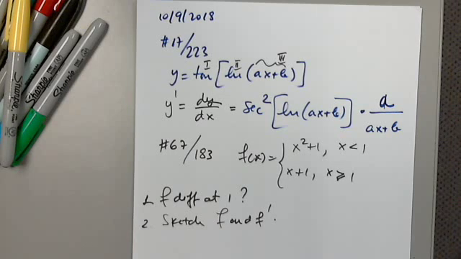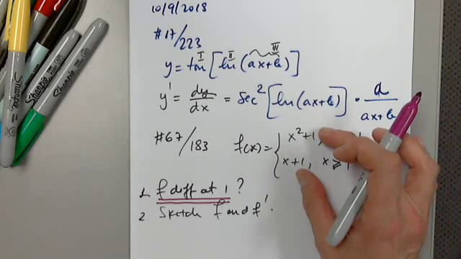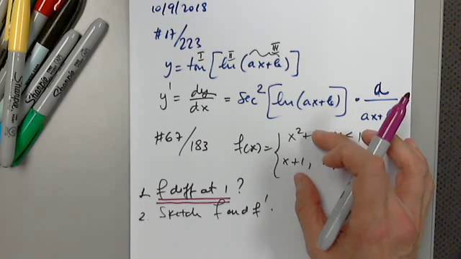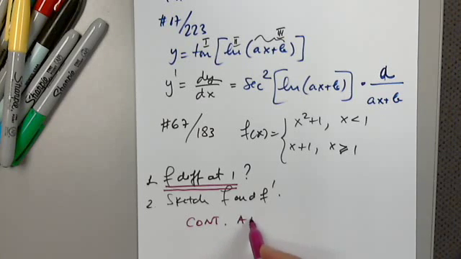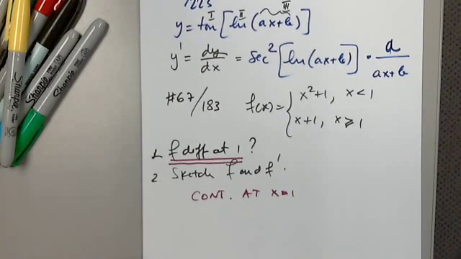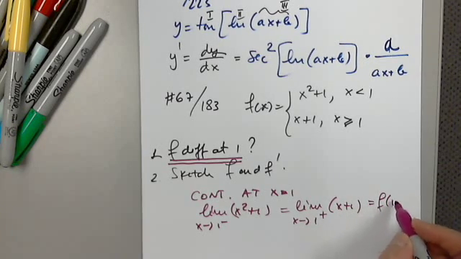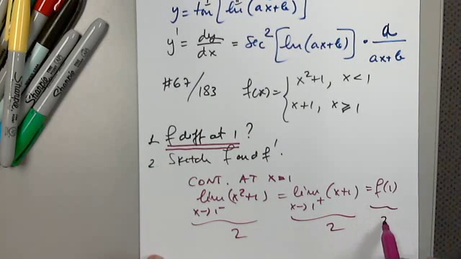Okay. So what I would do with this problem is, number one, I know they're asking me directly to show if it's differentiable at 1, but first I will check whether it's continuous at 1. Obviously, x squared plus 1 is always continuous. X plus 1 is always continuous because they are polynomials. So I'm going to say continuity at x equals 1. If the function is not continuous at x equals 1, I will immediately say, of course, it's not differentiable. Well, it turns out that limit of x squared plus 1 when x approaches 1 from the left equals the limit of x plus 1 when x approaches 1 from the right and equals f of 1. They happen to all be 2.